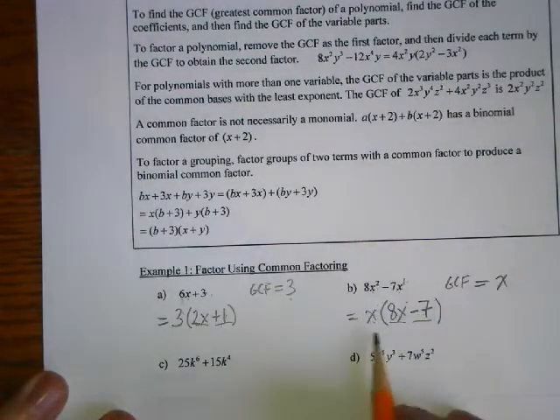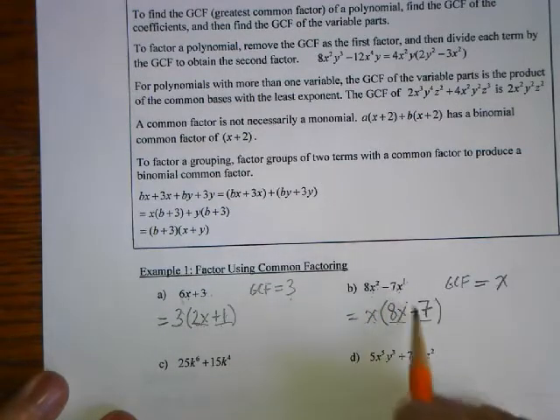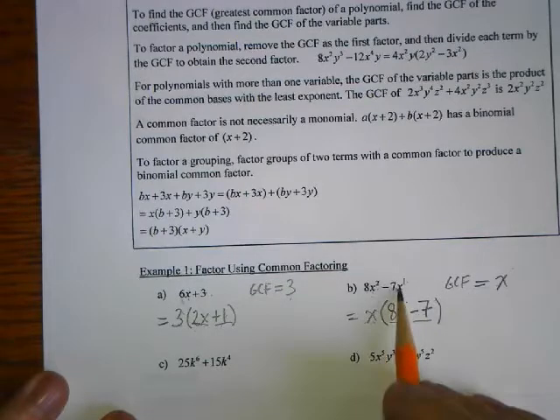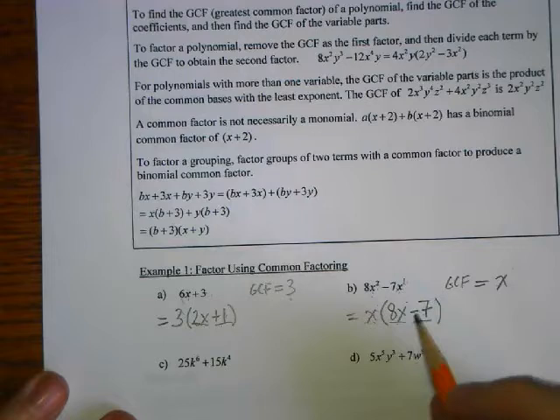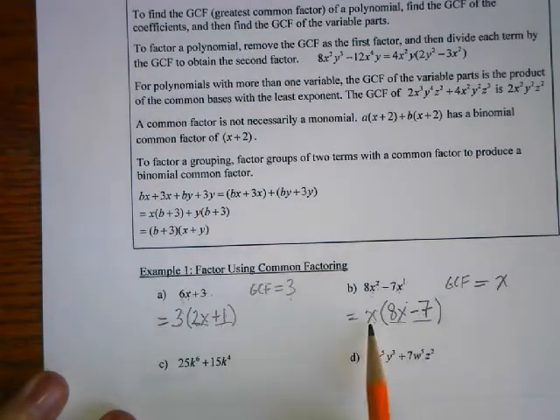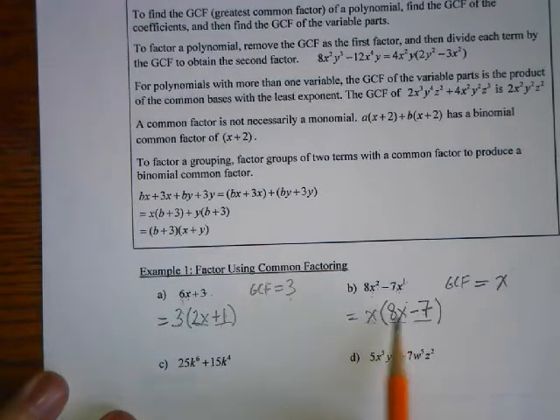Or we could have done it, what do I need to multiply x by to get 8x squared? Well, I need an 8, and I need 1 more x, so that's 8x. And over here for the second one, what do I have to multiply x by to get negative 7x? That's negative 7. Okay, and again, you can always check your work by expanding your factors to make sure you get back to the original expression, x times 8x is 8x squared, x times negative 7 is negative 7x.